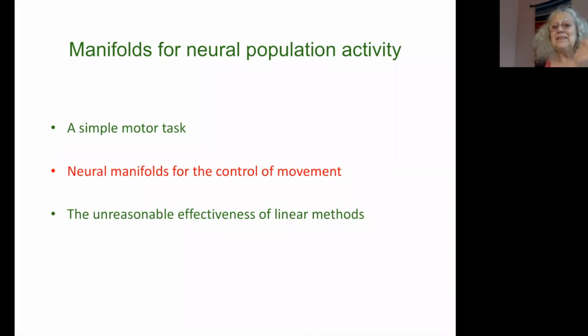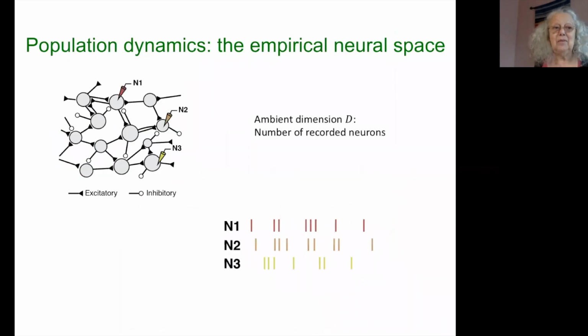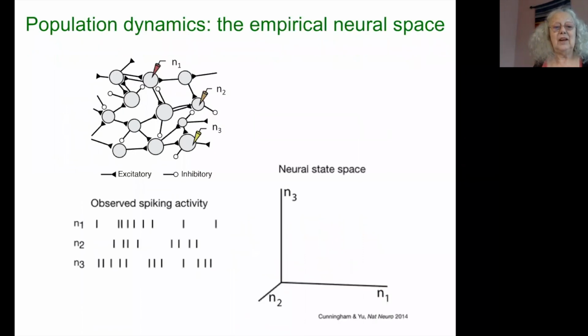So let me show you how this leads very naturally to the idea of low-dimensional manifolds for the control of movement. This is a scheme of the experiment we are doing. We have a very large population of neurons participating in the task. We put in an electrode array that allows us to simultaneously record from capital D neurons. This is the ambient dimension D, and in this case we're recording neuron 1, neuron 2, neuron 3. We see the spikes emitted by these three neurons as a function of time. That's the raster.